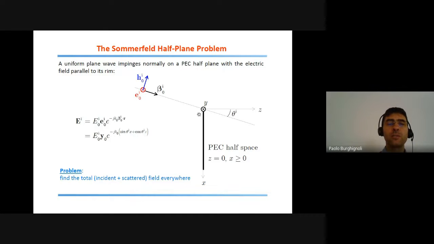The problem, the diffraction problem that Sommerfeld addressed, was that of finding the total field everywhere. And the total field in any diffraction problem is the sum of the incident field, which is given, plus the scattered field, which is the unknown of the problem.